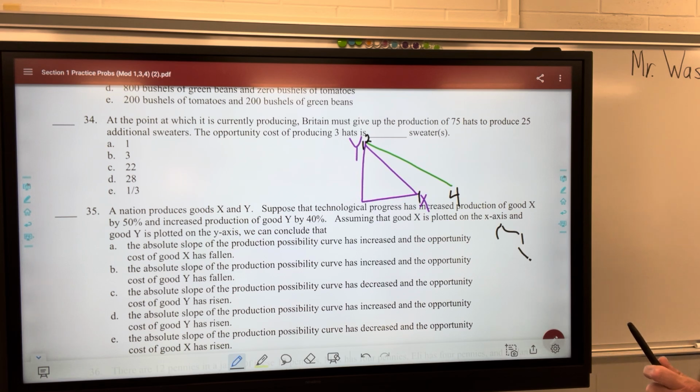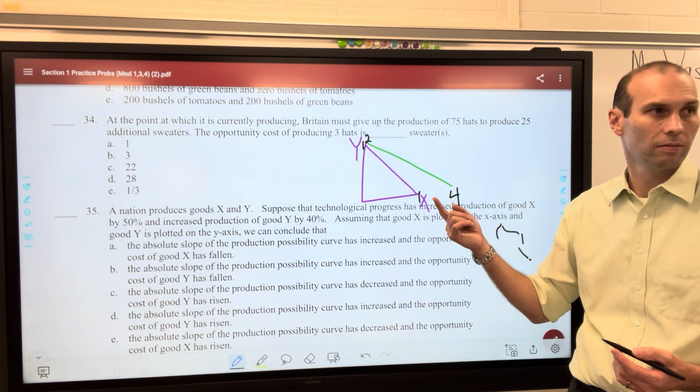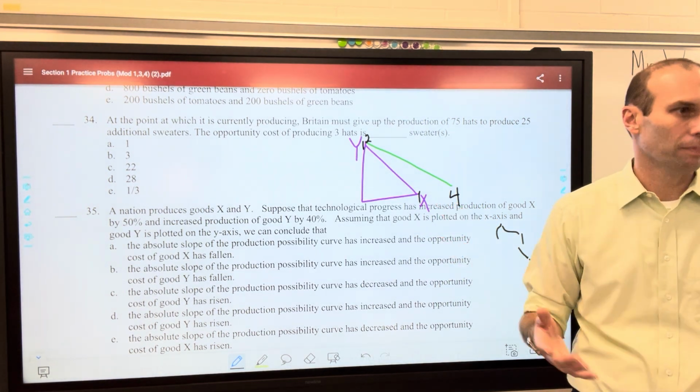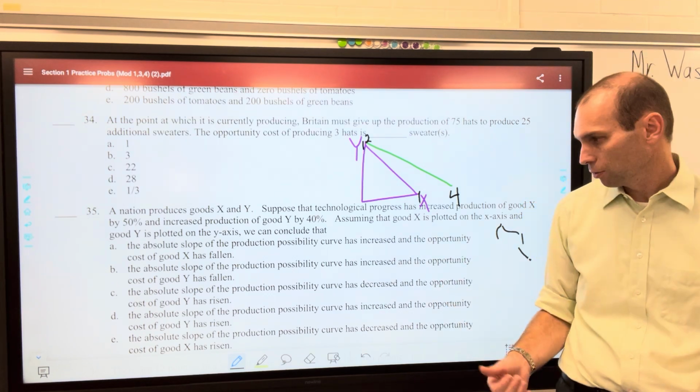Hold on. Give me a second. Okay, the slope has decreased, and the opportunity cost of Y has risen. Yeah, Y is more expensive, or X is cheaper. Both of those are true. Sorry, I got it wrong. It's C.